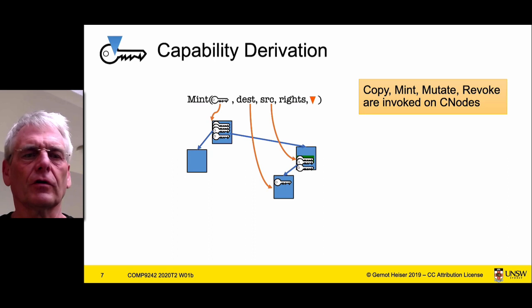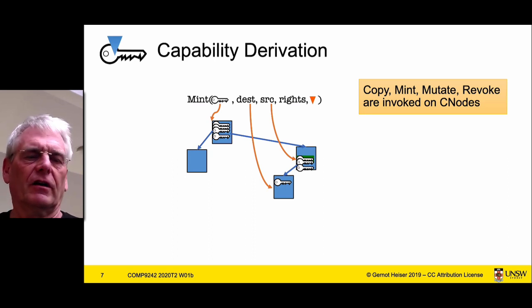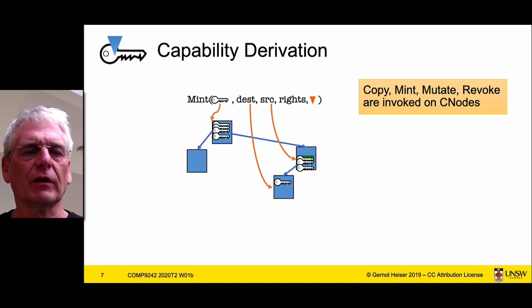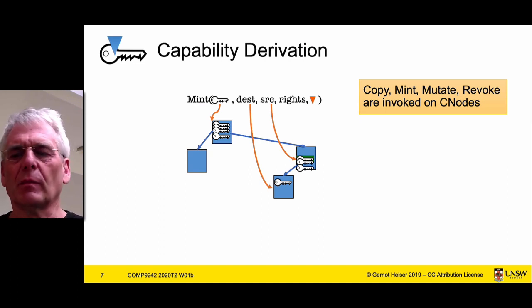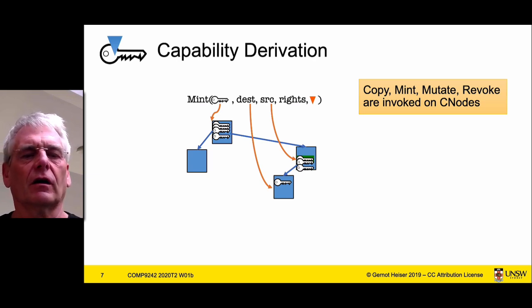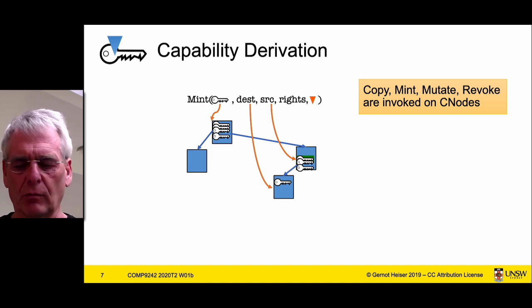So the way this works is you have this mint operation, which takes a number of arguments. One is a capability to a C space, represented by a C node. And this is the space where it operates. And then you have source and destination capability indices or pointers, which are references inside that C space, then you have the rights and the badge of the new capability.